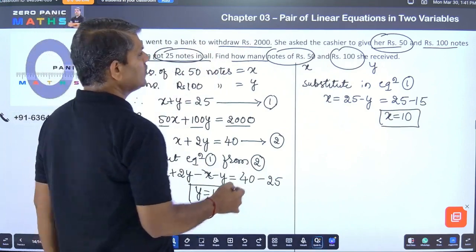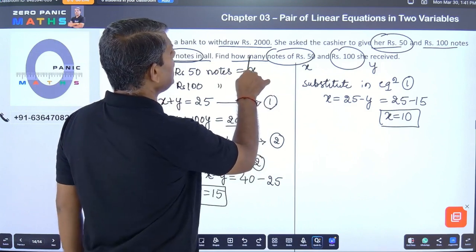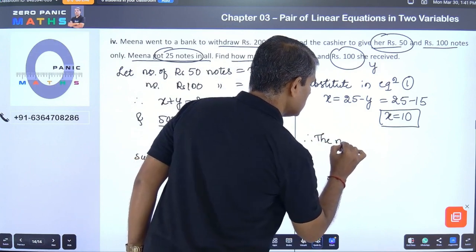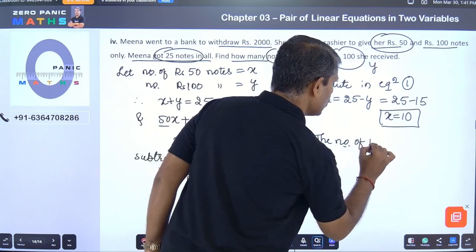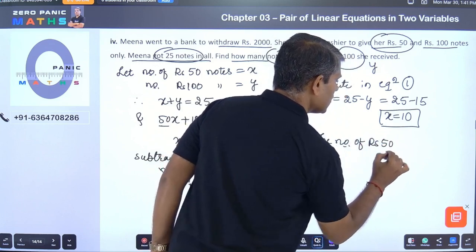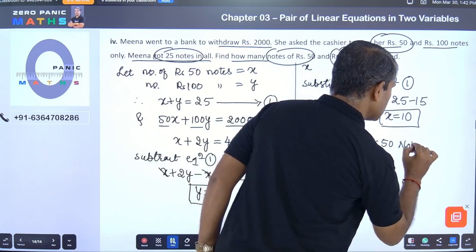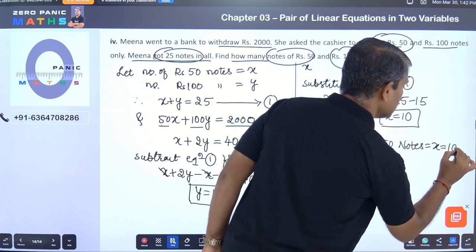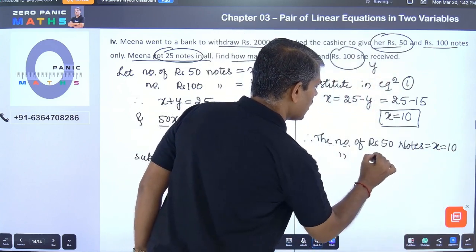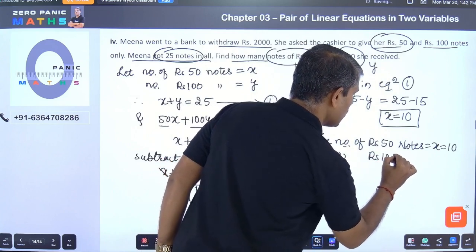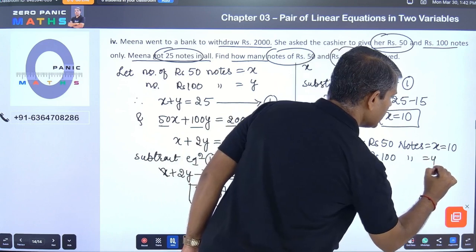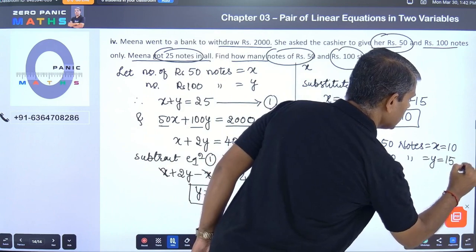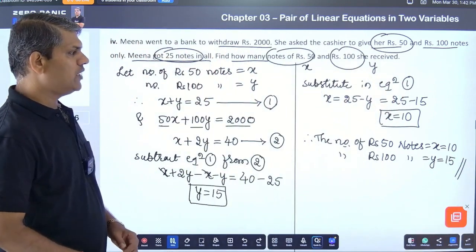So what they are asking is to find how many notes. Therefore the number of rupees 50 notes is equal to x, which is 10, and the number of rupees 100 notes is equal to y, which is 15. That is the solution to this problem.